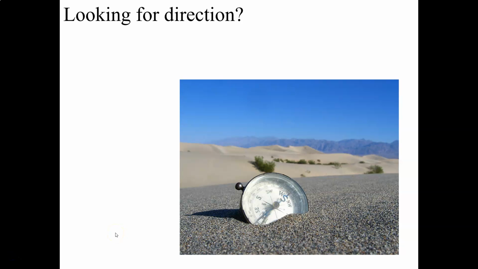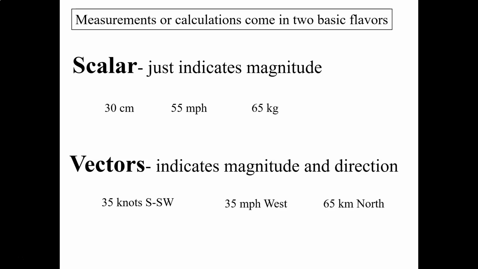So the next introductory topic here is vectors. Vectors are simply something that has a quantity that has a magnitude and a direction, as opposed to a scalar. A scalar is basically just a number. It will have a unit usually, such as a length of 30 centimeters or driving 55 miles per hour or having a mass of 65 kilograms.